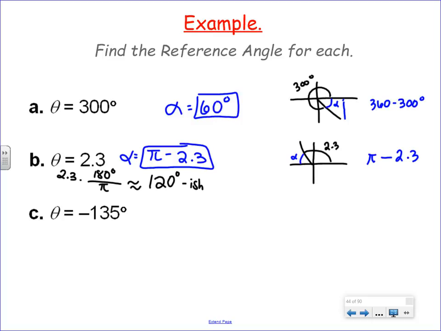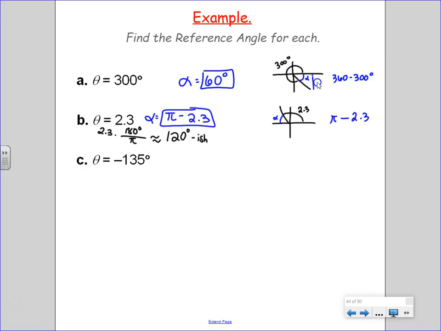Okay, letter C. It's degrees. That's nice. Letter C is degrees. Oh, but it's negative. All right, come on. You practiced them with negative angles like in section 4.2, 4.3, 4.1. How do we do a negative angle? Go up positive or down negative? Down negative. So we're turning this way.